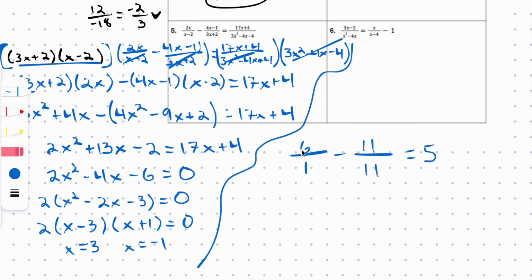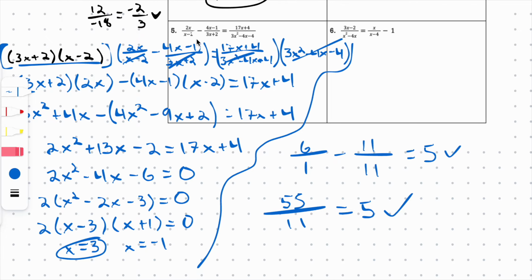So we have 17x plus 4, so 17 times 3, which is going to be 51, plus 4 is 55. And then I have 3x squared, so 3 times 3 squared, which is 9 times 3 is 27. 27 minus 4 times x, minus 4 times 3, which is 12. So 27 minus 12 is 15. And then 15 minus 4 is 11. So we get 55 over 11. That equals 5. These check out. So I know 3 is a good answer.